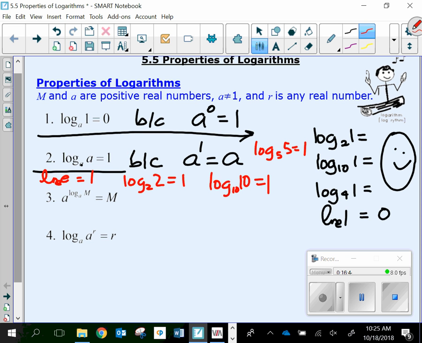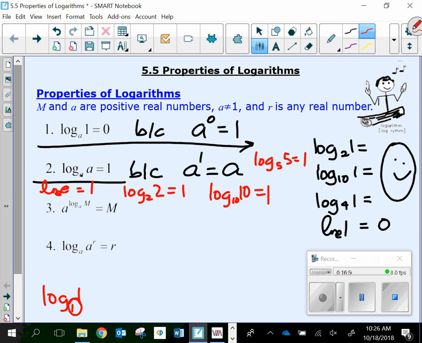How about log base 1 of 1? What? This can't be a base. Okay. It would be either 0 or 1. Yeah. No way. It's not defined, technically. Okay, now this next one is kind of weird.